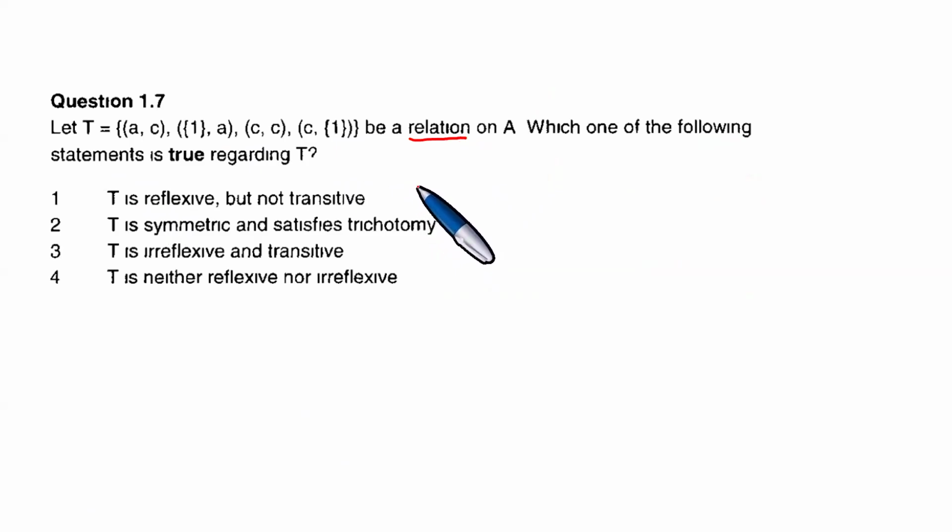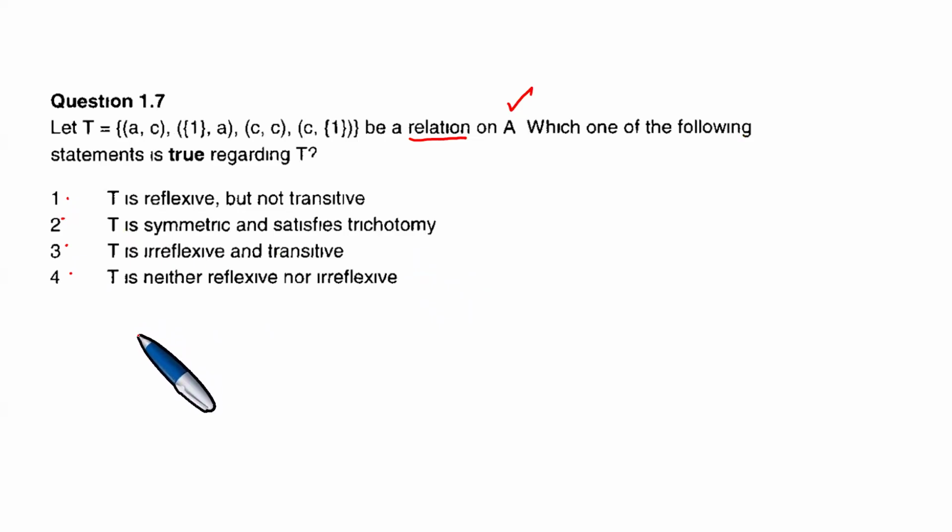So now, if you then say we have the set T and we're saying let this T be a relation on A, which one of the following statements is true regarding T? Right, so we need to check, of course, options one, two, three, and four. Option one says T is reflexive but not transitive. T is symmetric and satisfies the trichotomy law. T is irreflexive and transitive. T is neither reflexive nor irreflexive.